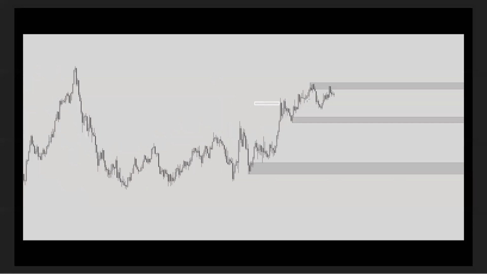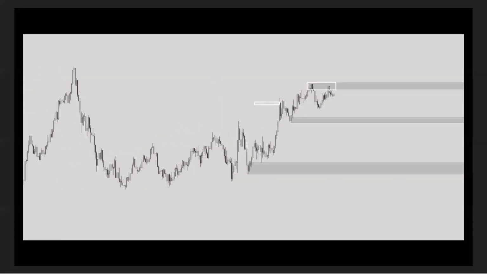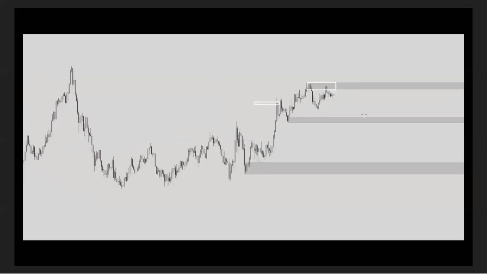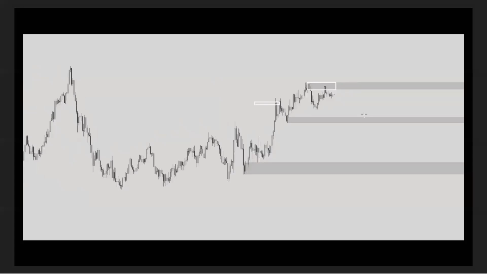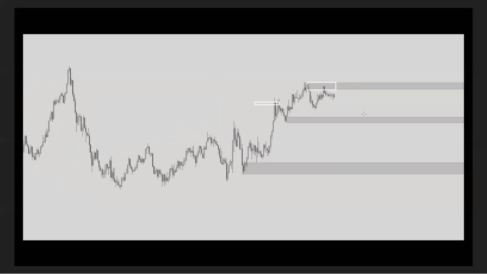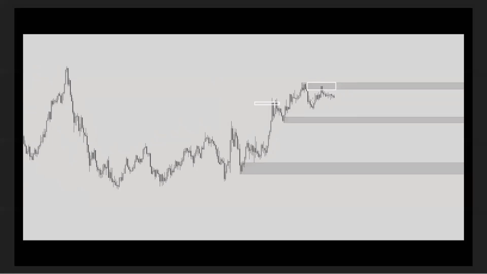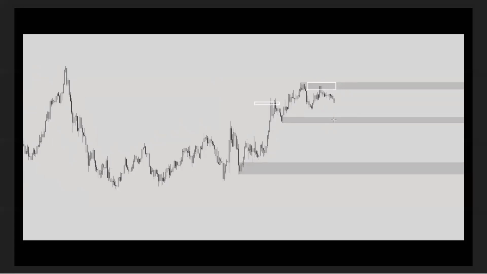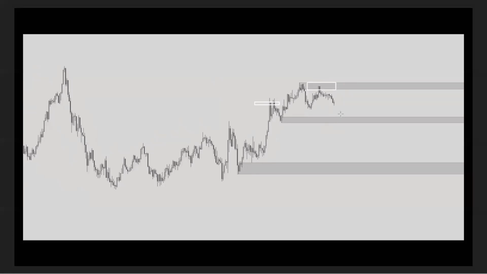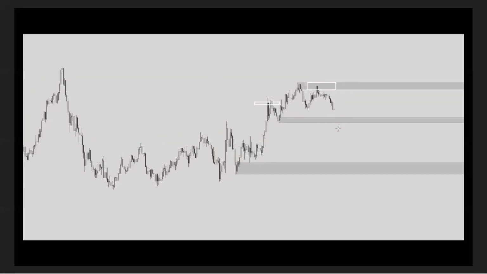And when they do, I mark out the last area at which I expect there to be sellers waiting, because we're now clear to short from up here to down in here, to the next area of fresh buy side liquidity.